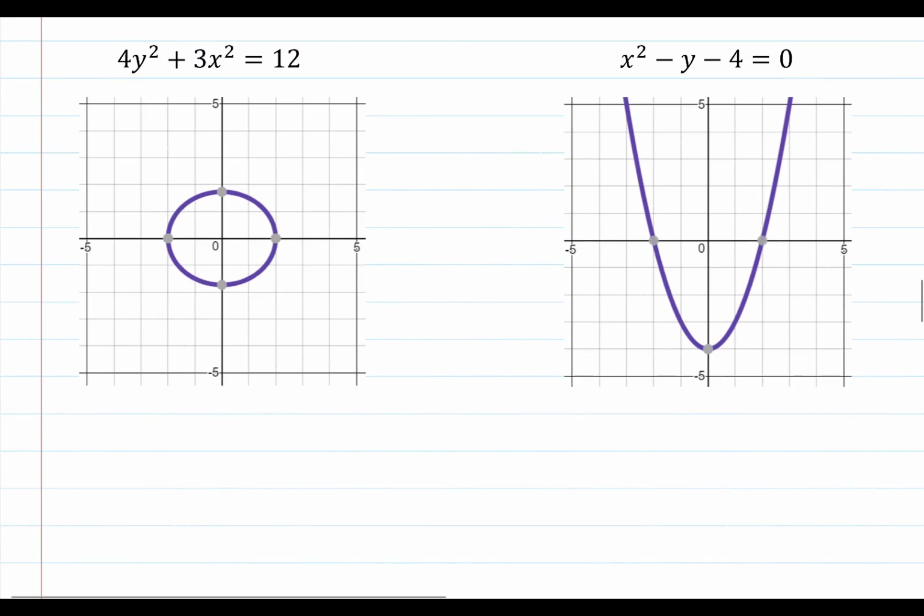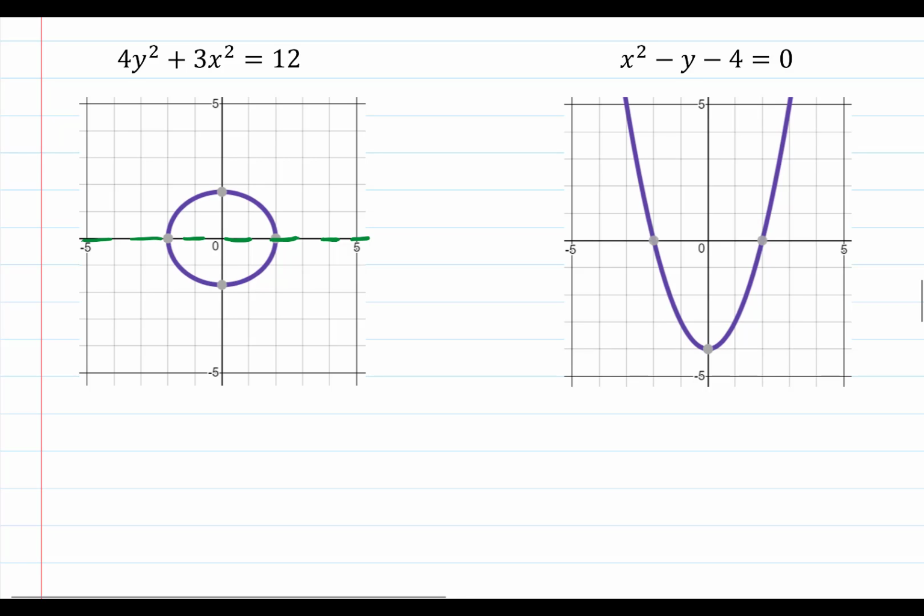Now let's look at these equations and their graphs one more time just to see that they are or are not symmetric with respect to the x-axis. So the first equation, 4y squared plus 3x squared equals 12, this graph is actually an ellipse, or what you might have considered an oval back in your elementary school days. And as we can see, the x-axis is a line of symmetry, which means that this graph is symmetric with respect to the x-axis. So it passed the test, and we can see based on the graph that it is symmetric with respect to the x-axis.